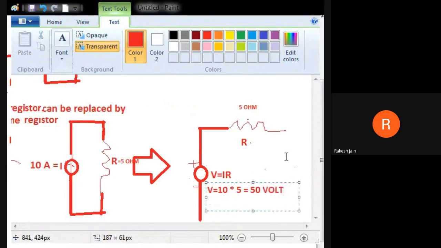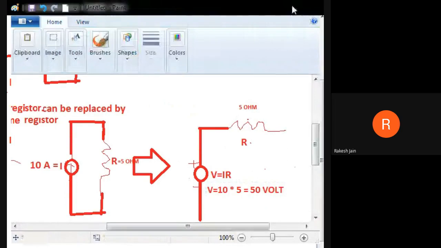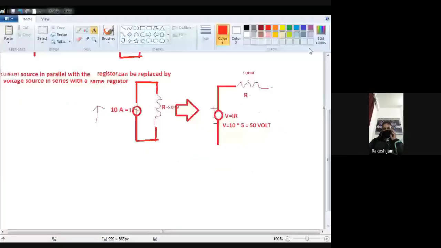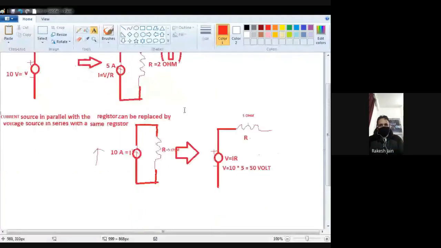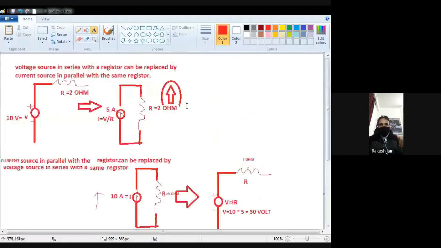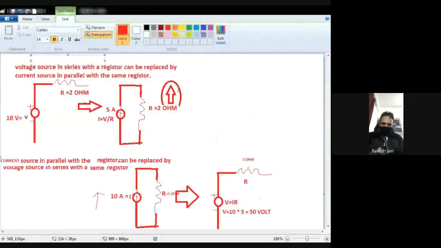Now that's all about source transformation. Once again I repeat, a voltage source in series with a resistor can be replaced by a current source in parallel with a resistor, and a current source in parallel with a resistor can be replaced by a voltage source in series with a resistor. That is known as the source transformation technique.